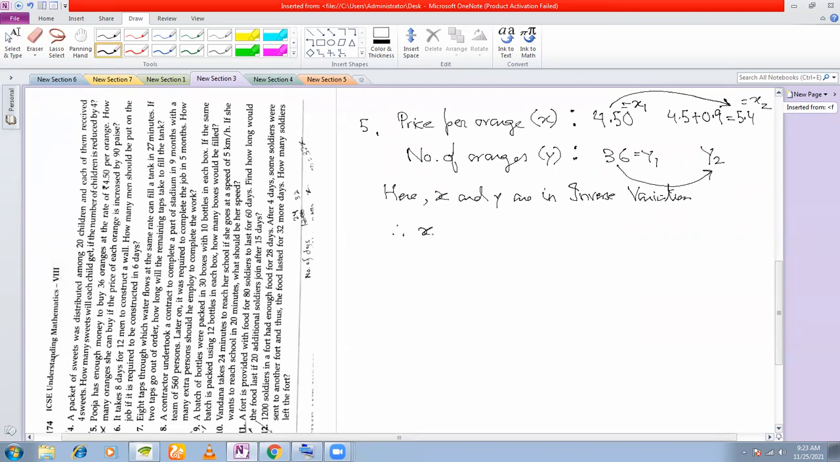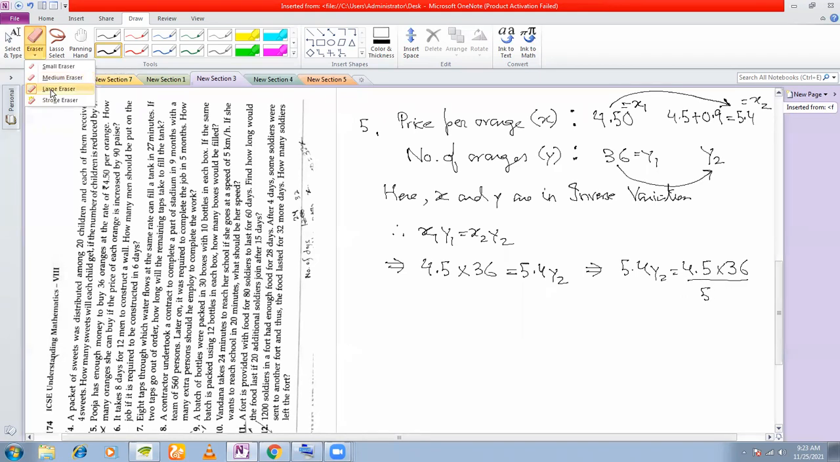Okay, so therefore x1 y1 must be equal to x2 y2. Now you can put the values and find it out. So x1 is 4.5, y1 is 36, is equal to x2 5.4, y2. So you get 5.4 into y2 is equal to 4.5 into 36 divided by 5. In the next step we'll be doing this. So that means y2 is 4.5 into 36 divided by 5.4.